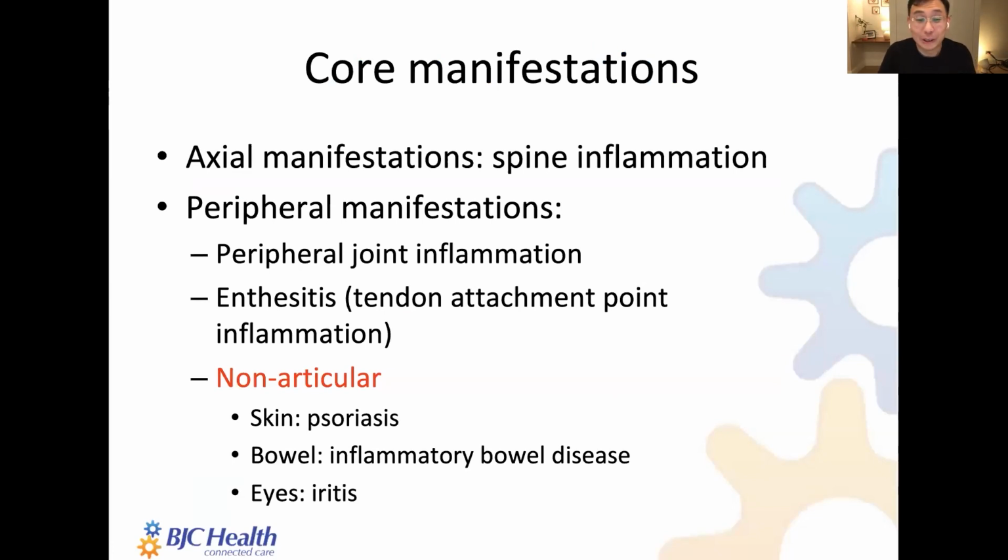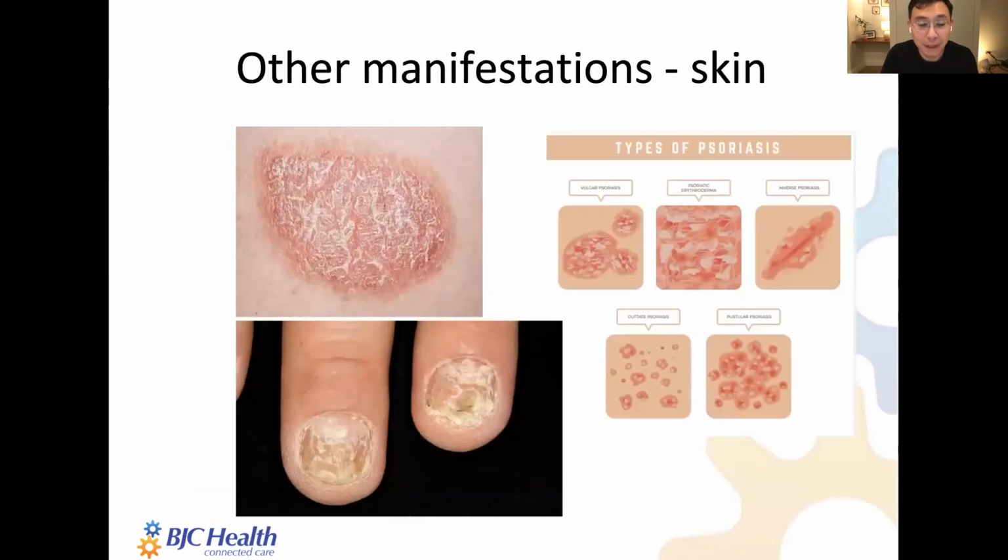Let's move on to talk about non-articular, meaning non-joint related manifestations. So psoriasis, you may have seen patients with psoriasis. It commonly occurs over the extensor surfaces like the elbow or the knees. It can be anywhere. It can be along the hairline, can be at the back of your neck. It's a plaque with scaly skin.